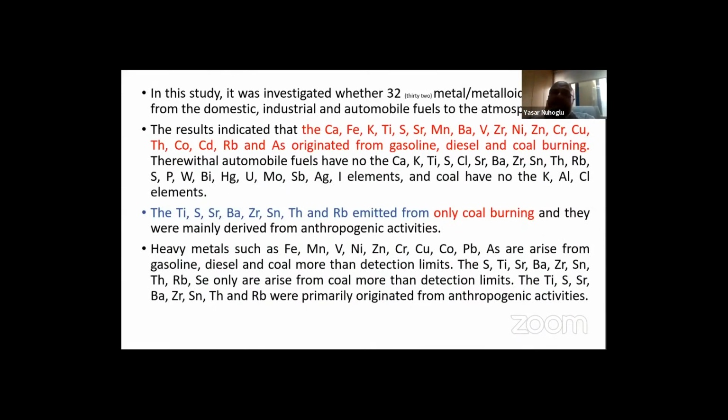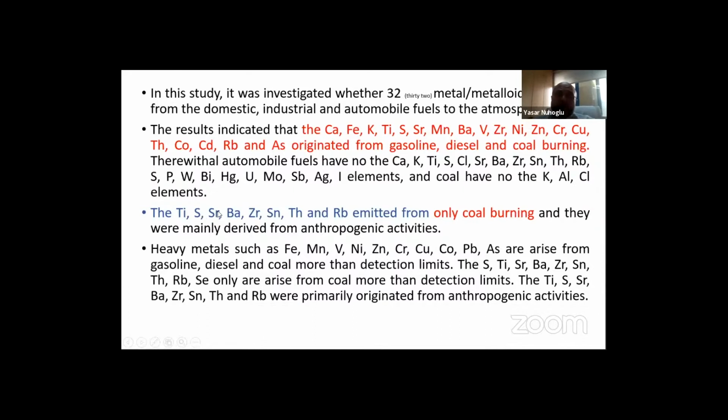In this study, it was investigated whether 32 metals and metalloids are mixed from the domestic, industrial, and automobile fuels in the atmosphere. The results indicated that calcium, ferrum, potassium, titanium, sulfur, strontium, and others, thorium, cobalt, cadmium, rubidium, and osmium originated from the gasoline, diesel, automobile, and coal. Domestic burning. The automobile fuels have no calcium, potassium, titanium, sulfur, chlorine, strontium, barium, and other elements, and coal has no potassium, aluminium, chlorine elements.